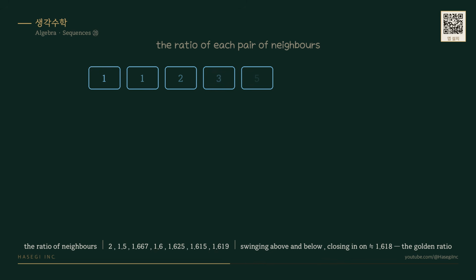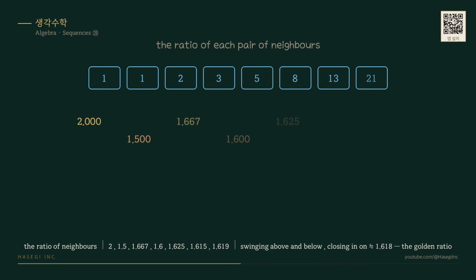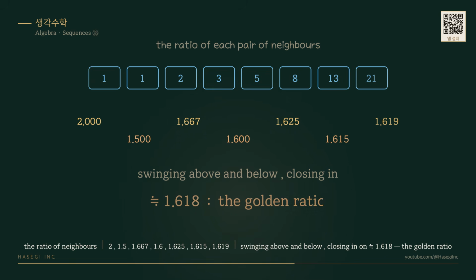Take the ratio of each pair of neighbors. 2 over 1 is 2. 3 over 2 is 1.5. 5 over 3 is about 1.67. 13 over 8 is 1.625. 21 over 13 is about 1.615. They swing above and below, closing in on one value. That value is about 1.618, the golden ratio.